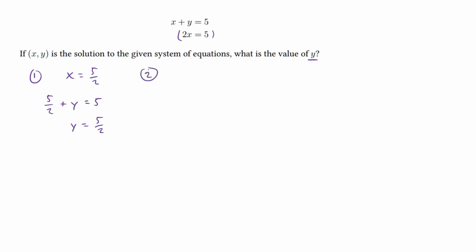If you are more comfortable with the method of elimination, multiplying the first equation by 2 yields 2x plus 2y equals 10. We do this because we have 2x in the second equation, and we want to eliminate the x's. This equals 5. When we subtract these equations, the 2x's go away, and we're left with 2y is equal to 5, which leads to the same conclusion.